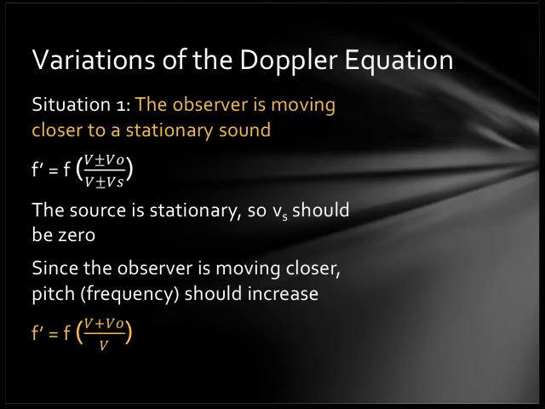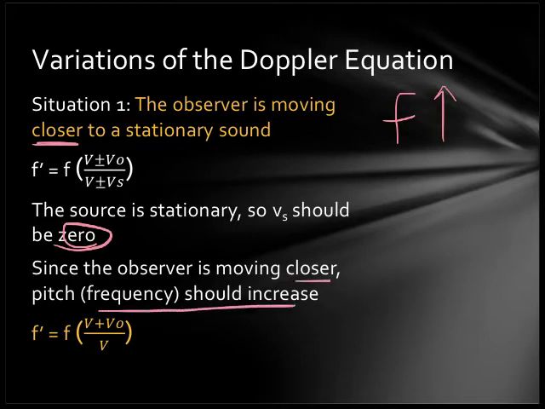We have the observer moving closer to a stationary sound. So if they're getting closer together, what should happen to the frequency? As objects get closer together, frequency has to go up. So in this equation, the source is stationary, so Vs, our velocity of the source, should be 0. We can plug in a 0 for that. And then, since the observer is moving closer, frequency should increase, so that means this number on the top needs to get bigger.